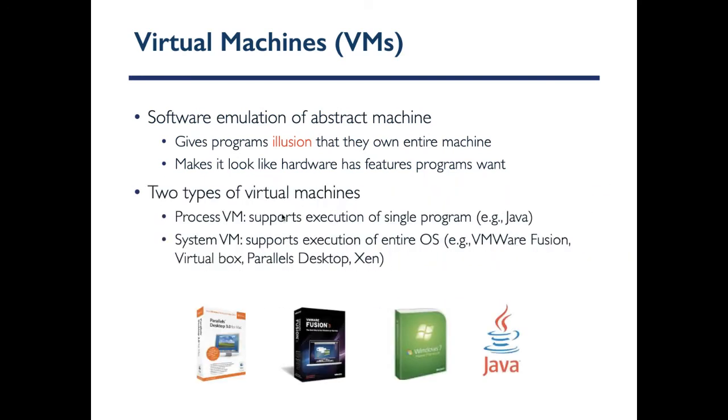There are two types of virtual machines. One is the process virtual machine and one is the system virtual machine. Let's see, how much time do I have? I've got 7 minutes left.